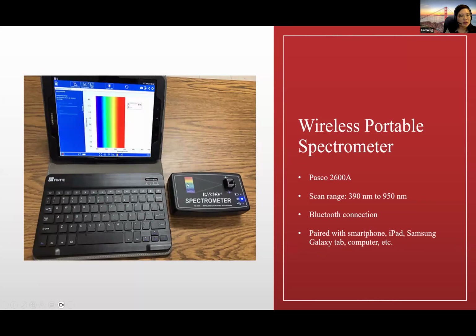As you can see here, this is the spectrometer. It's wireless. It can be connected through Wi-Fi with the smartphone, iPad, or computer, and you can download the free apps from the Android or the Apple Play Store. And then it scans the range in the visible region. Here I just have a Galaxy tab, and then I have the portable desktop tab, and then I have the keyboard.